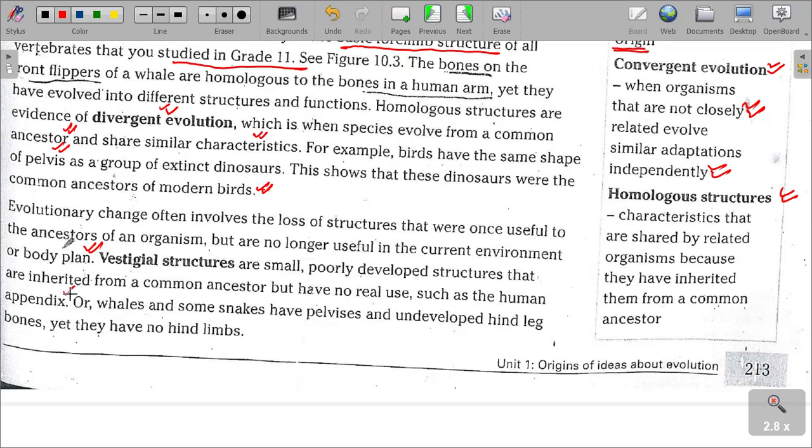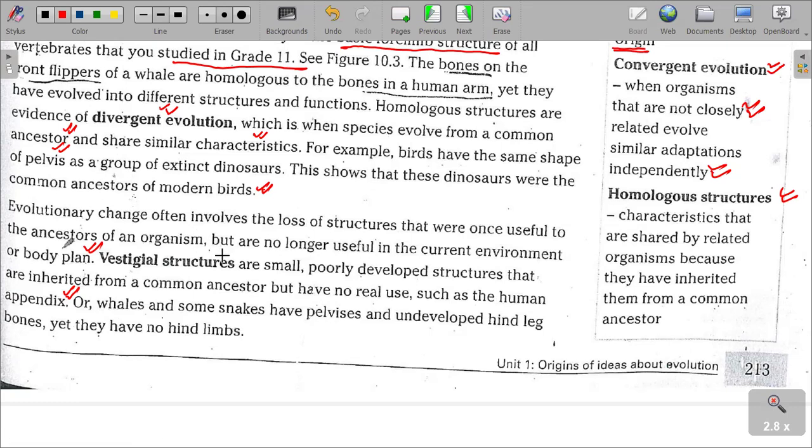We have the human appendix, and whales and some snakes have the pelvis and undeveloped hind legs, which are hind leg bones, yet they have no hind limbs there. So what we are saying is that structures that are small, poorly developed, inherited from a common ancestor but have no real use in the current environment, because they are no longer useful, we call them vestigial structures.